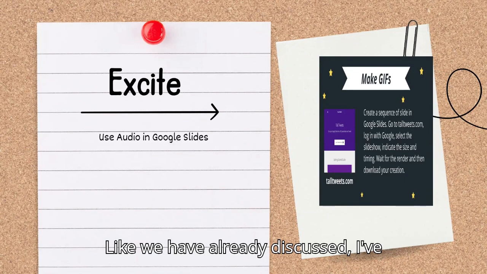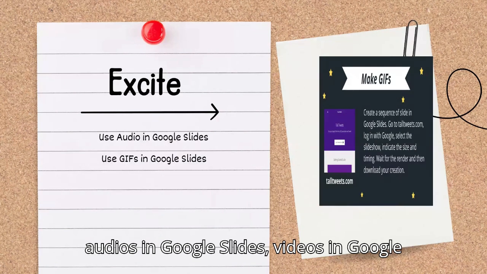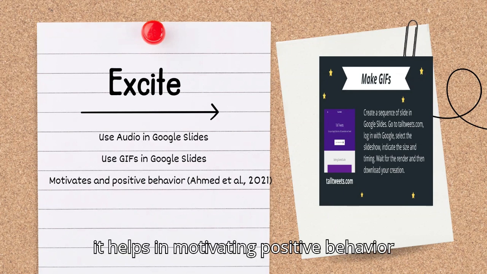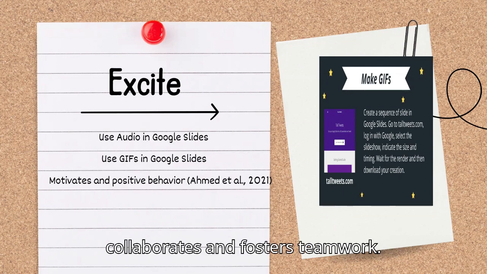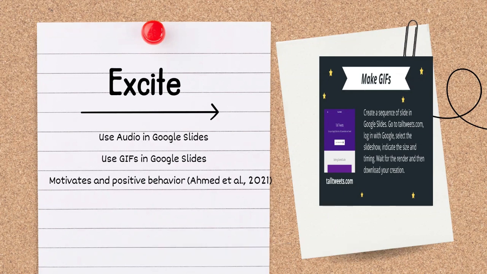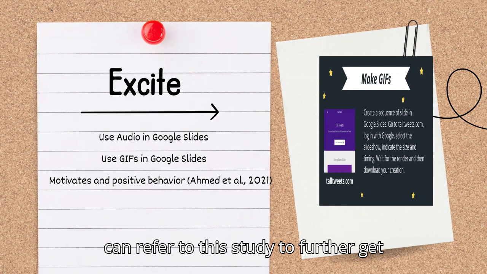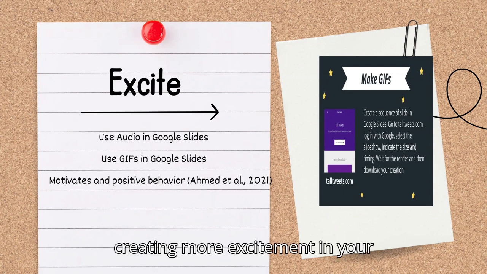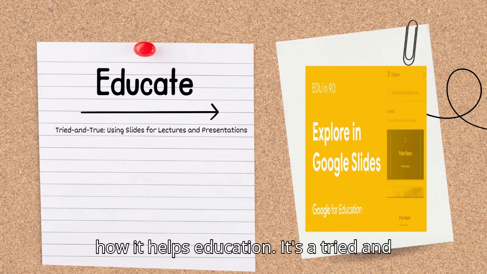Now, let's see how it fares on the Excite parameter. Like we have already discussed, I have shown you some features where you can use audios, videos, and GIFs in Google Slides, and further, it helps in motivating positive behavior amongst your audience because it collaborates and fosters teamwork. For that, I have referred to one study conducted by Ahmed et al. in 2021. You can refer to this study to further get inputs on how Google Slides can help in creating more excitement in your classroom.